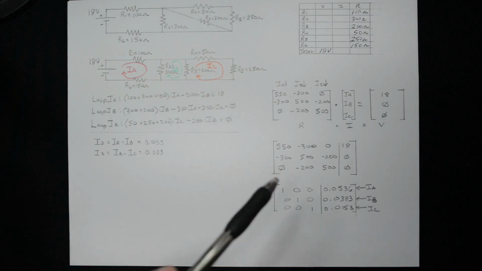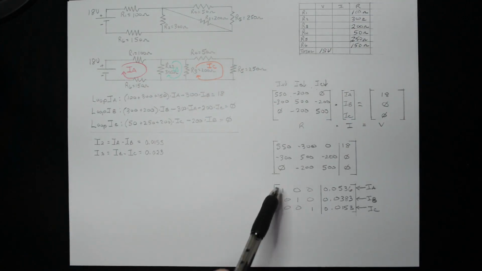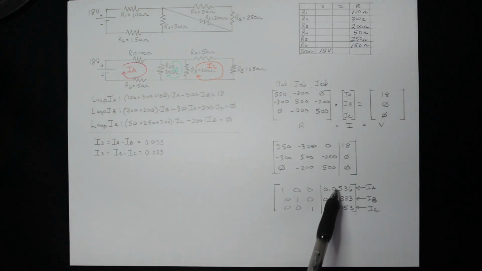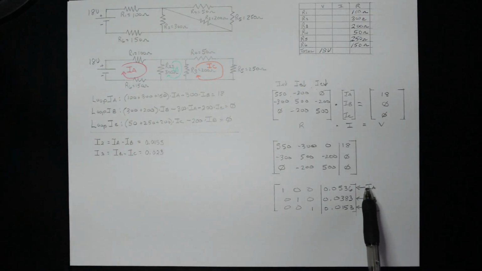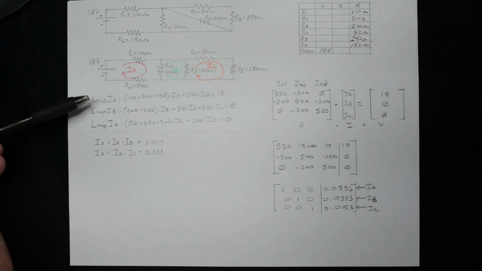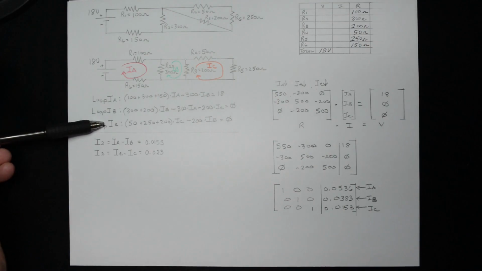Augment the matrix, do your reduced row echelon form, and if you come out to something that looks like that, the identity matrix, you've done it right, and what immediately pops out are your answers, IA, IB, and IC. These 3 numbers are what you get when you pop in these 3 equations into Wolfram Alpha.